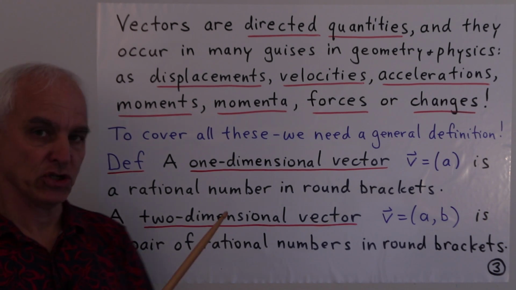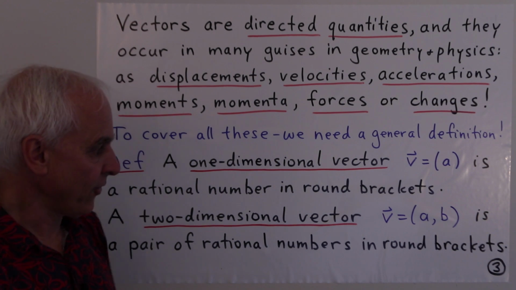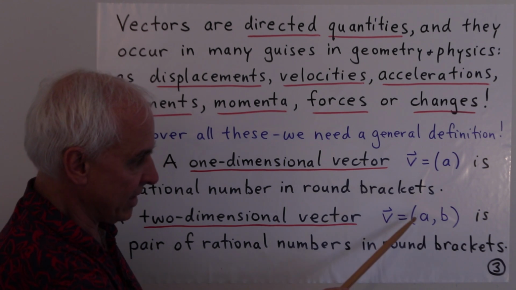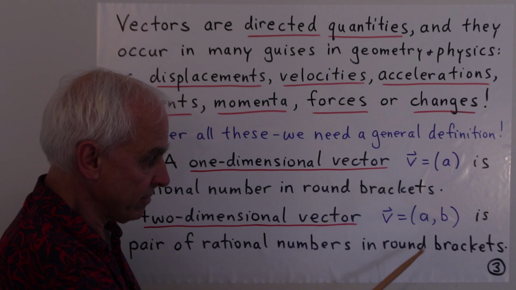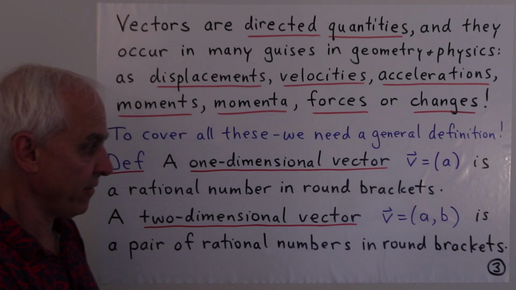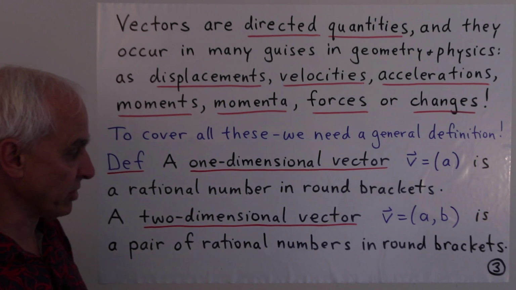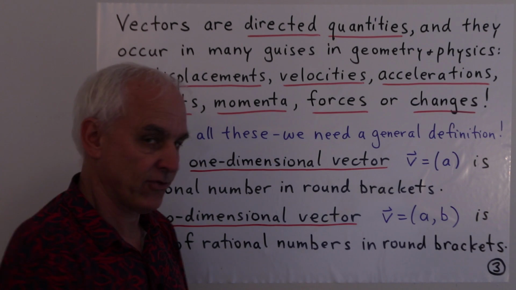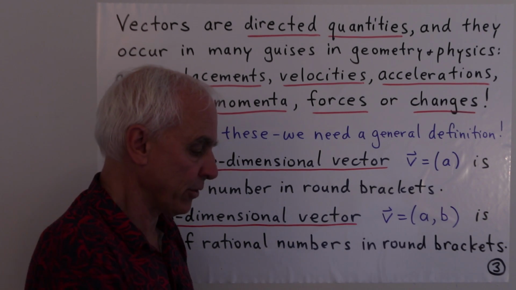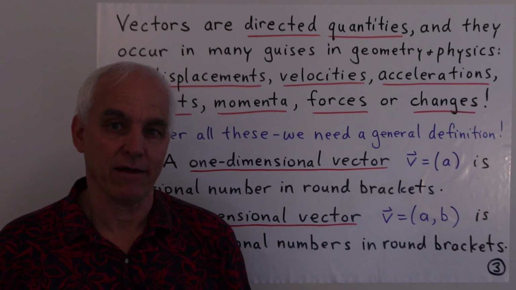Similarly, a two-dimensional vector looks like this. v equals (a, b), so a pair of rational numbers. It's a pair of rational numbers in round brackets. Again, the round brackets alert us to the fact that we have a vector here.